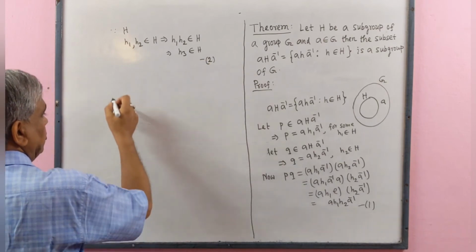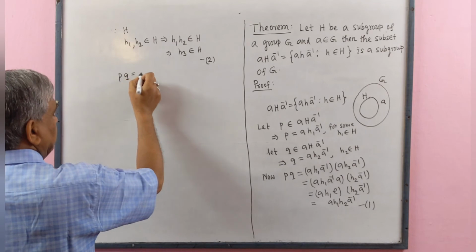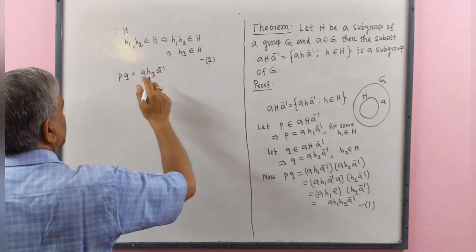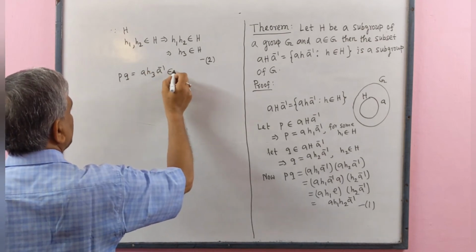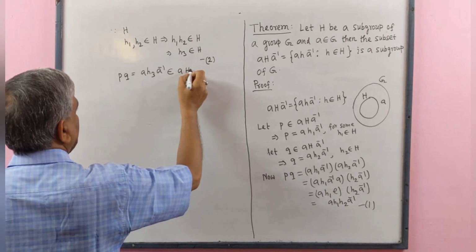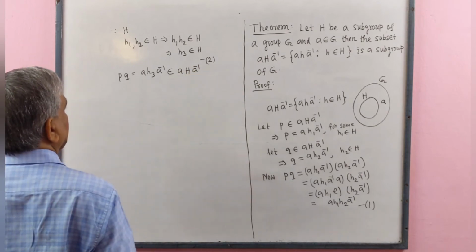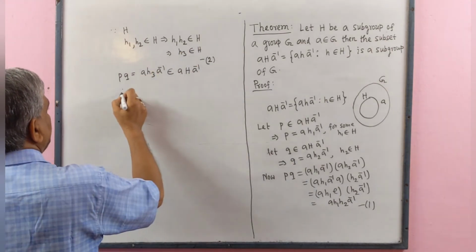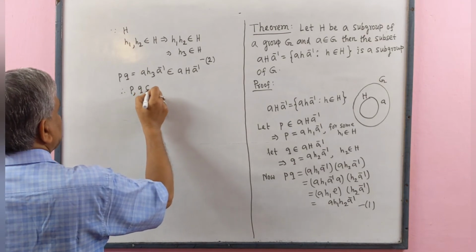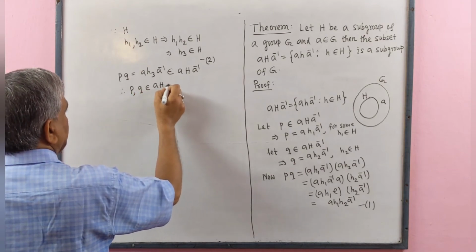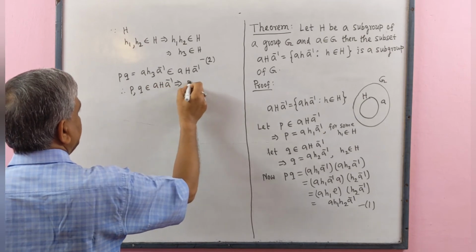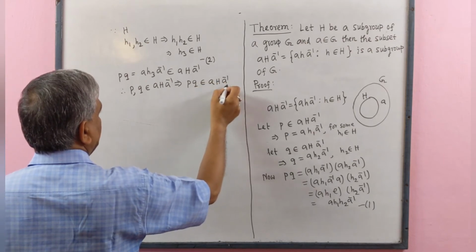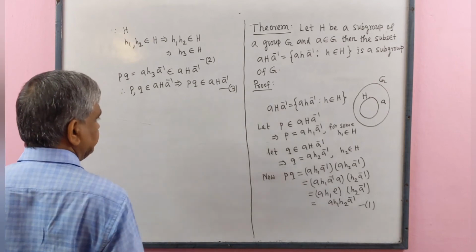From 1 and 2, pq equals a h3 a⁻¹. This means this belongs to aHa⁻¹. Since h3 belongs to H, therefore pq belongs to aHa⁻¹, implies that p operation q belongs to aHa⁻¹. Let this be number 3.